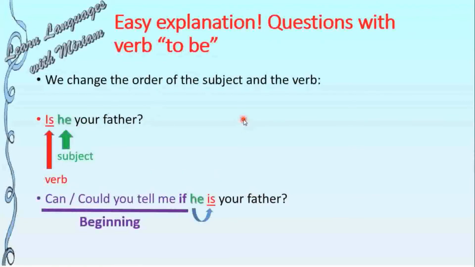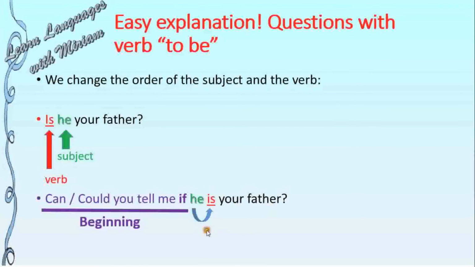Now, let's see questions with the verb to be. We change the order of the subject and the verb. Let's see one example. Is he your father? We start by the verb, then we write the subject, and then complements. The indirect question is, can or could you tell me if he is your father?